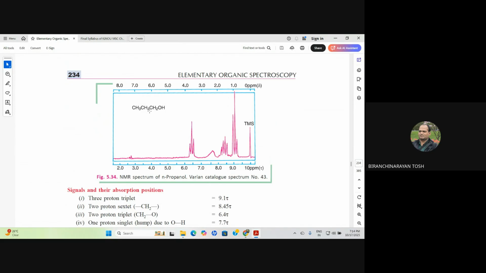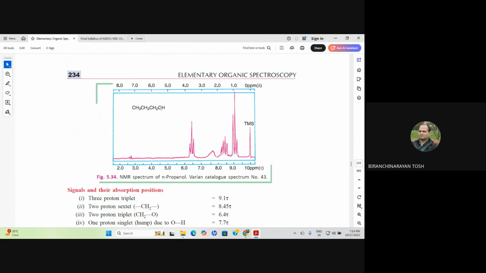That means in the neighboring carbon atom, or in the neighborhood, however many protons are there, you add 1 to the sum of the protons, and you will get that type of peak. If 2 protons are in the neighbor, you will get a triplet, 2 plus 1, 3. If 3 protons are in the neighbor of the proton which you are considering, then it will be a quartet.